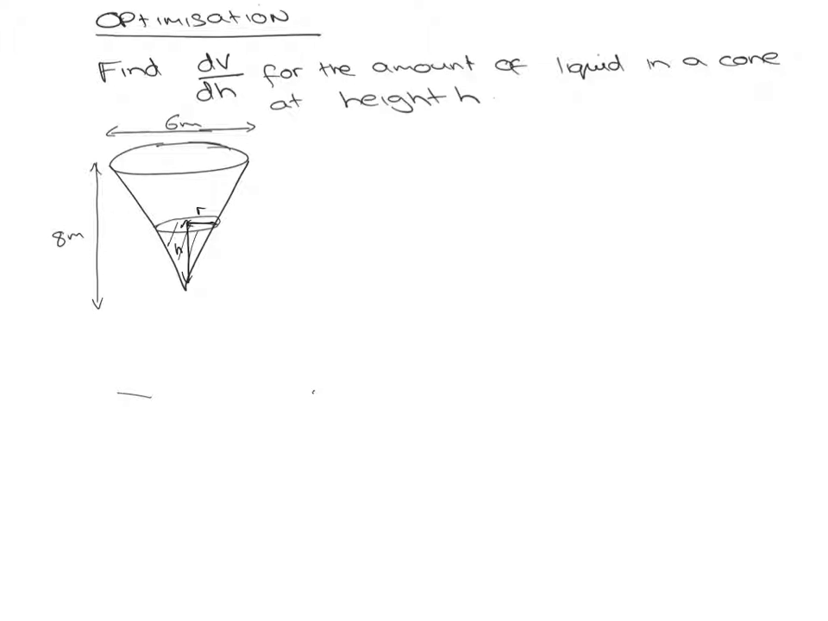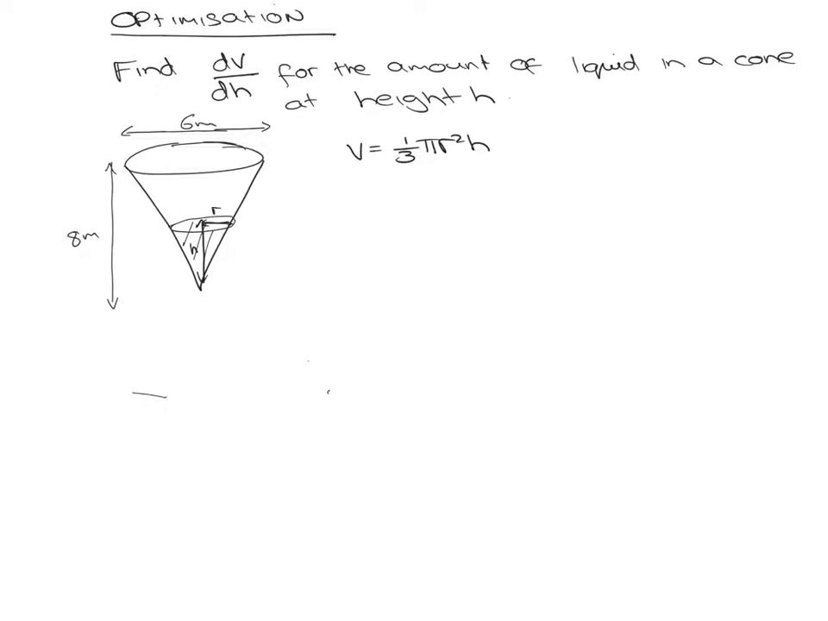So the volume of the liquid, the volume of the cone, is 1/3 pi r squared h. However, we can't differentiate this straight away because V is changing, r is changing, and h is changing. We can only have two variables. So somehow we've got to replace one of these variables, either r or h, with the other.